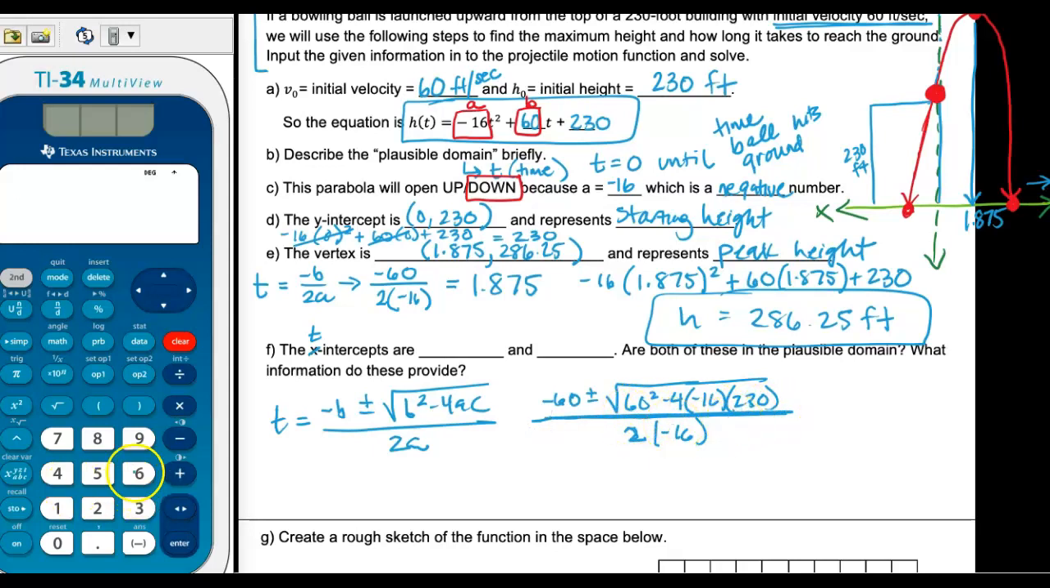Let's simplify underneath the square root. So we have 60 squared minus 4 times negative 16 times 230. Okay, so that's underneath our square root. So I'm going to come down here. I get negative 60 plus or minus the square root of 18,320, all over 2 times negative 16, which is negative 32.